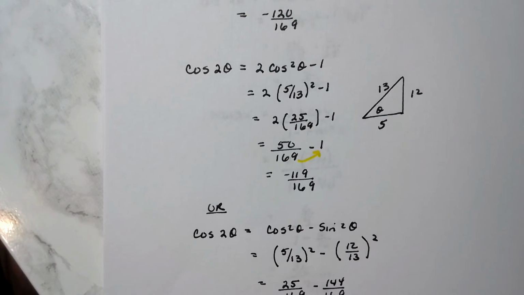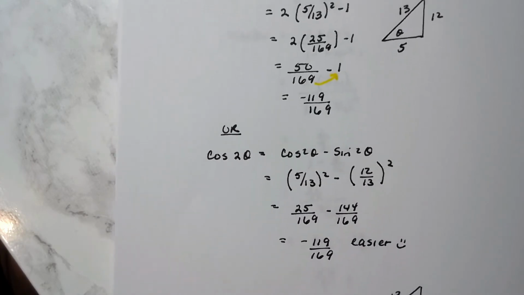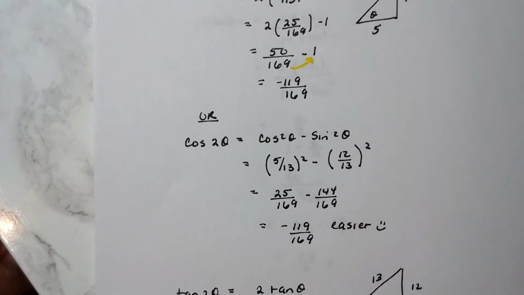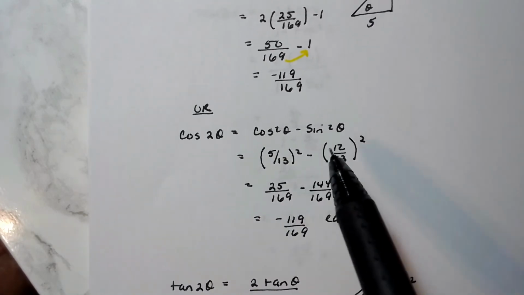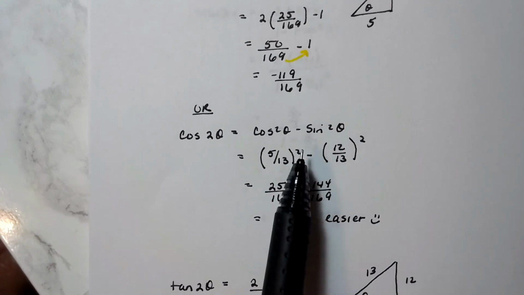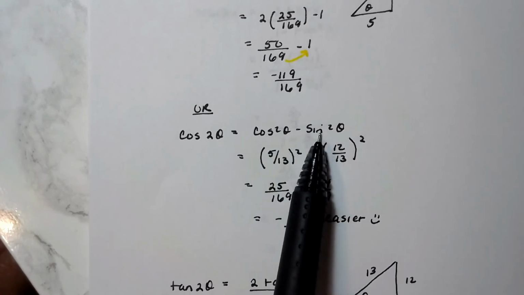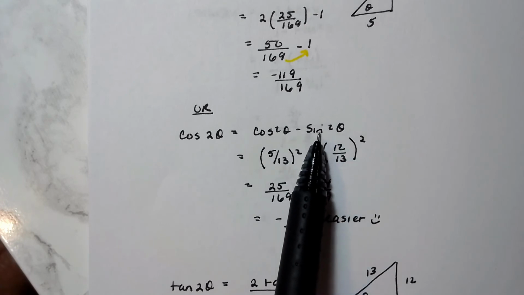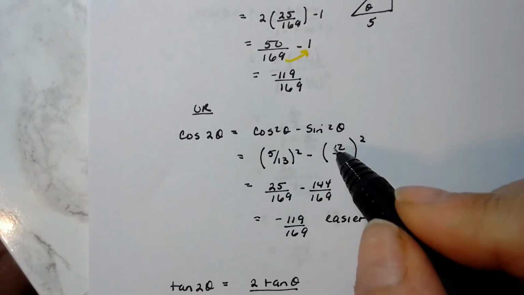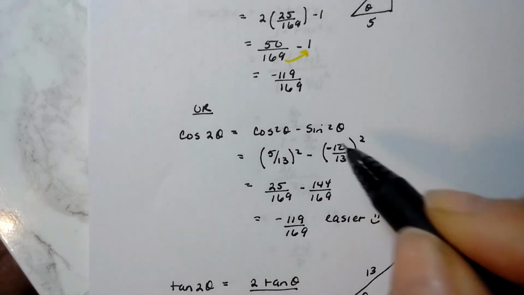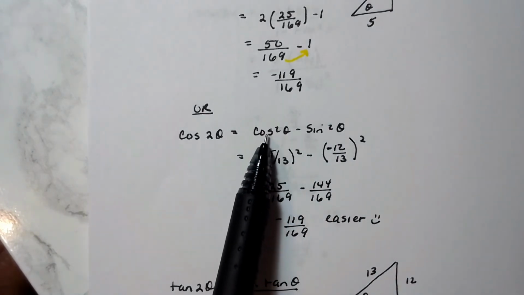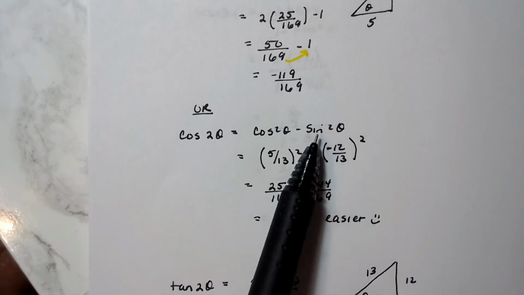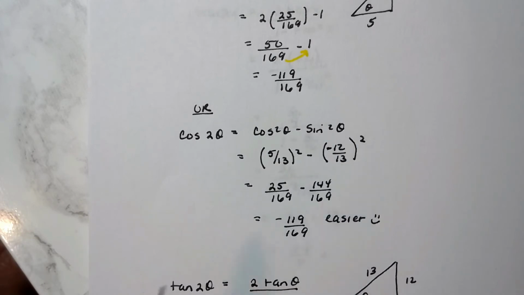Alright, so we're done. However, when you use this one, it makes it easier a lot of the times. Not always, but most of the time it does. And the reason why is because we have cosine squared minus sine squared. So let me just pop some things in and I'll explain, and you'll see why it's easier. Oh, look at this, I forgot my sine. So the cosine was 5/13, right? And we have to square that. And then the sine was negative 12/13, and we have to square that.